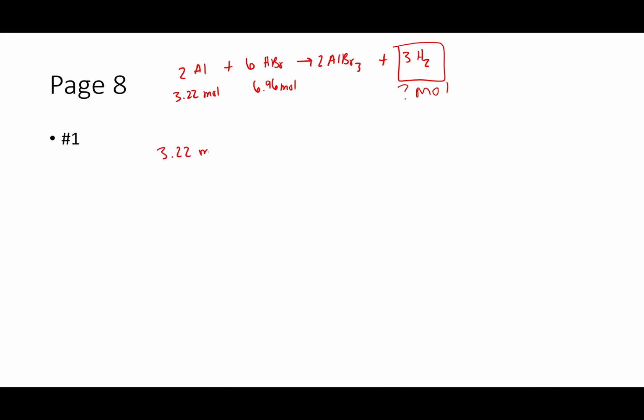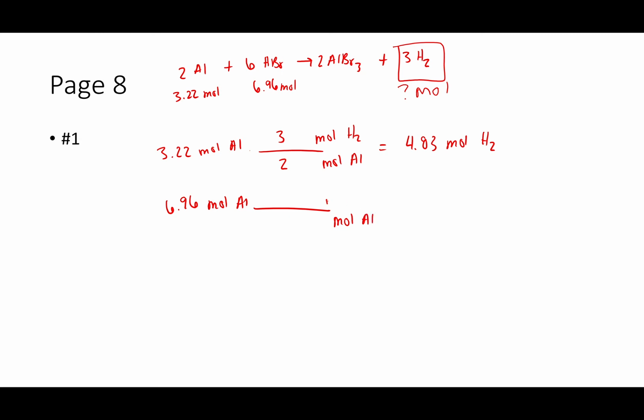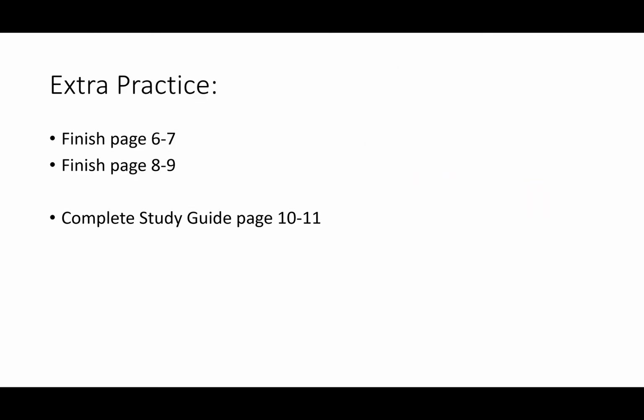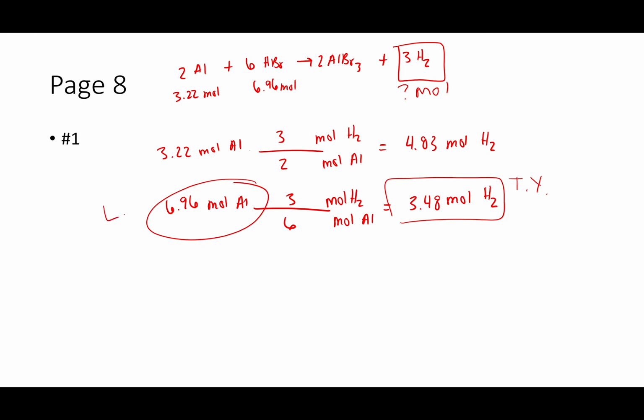So 3.22 moles of Al, moles of Al to moles of H2. That's 3 over 2 and would give me 4.83 moles of H2. I have 6.96 moles of HBr, 6 moles of HBr to 3 moles of H2, so 3 over 6, and that gives me 3.48 moles of H2. Remember, the lower amount's the important amount, so this is my theoretical yield, and that means that 6.96 moles of aluminum is my limiting reactant, oh sorry, this should be moles of HBr. I'm sorry, you guys. I make mistakes. I apologize if that got you confused.